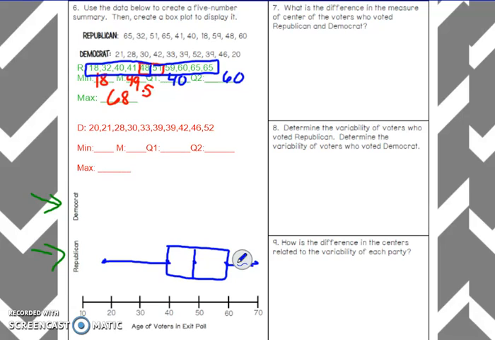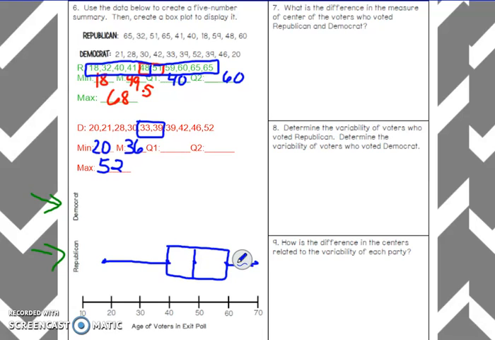So again, you put those in order. You should have 20, 21, 28, 30, 33, 39, 39, 42, 46, and 52. The two numbers in the middle were 33 and 39. When you added those together and divided, your median would have been 36. So I'm going to put that here. My smallest number is 20. My max number is 52.